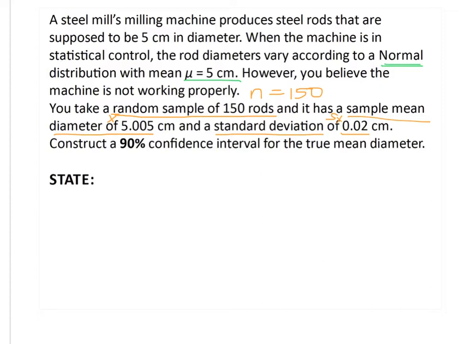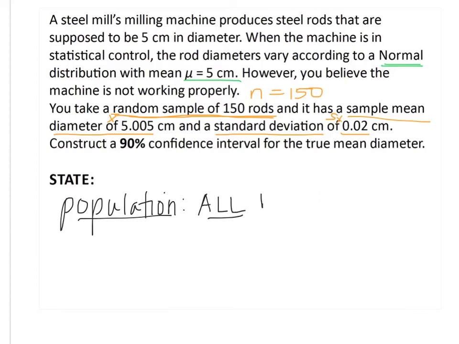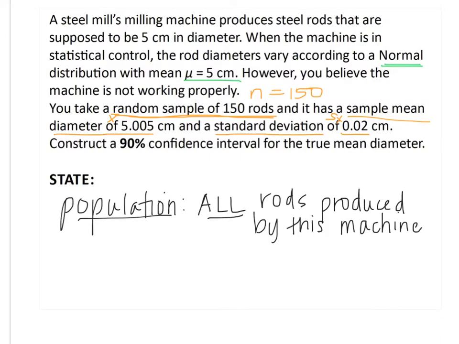So if we start with the state step, the first thing we state is who is the population. Well, the population comes from who I took a sample of. It says I took a sample of 150 rods, so the population is all steel rods or all rods produced by this machine. So population, all rods produced by this machine.